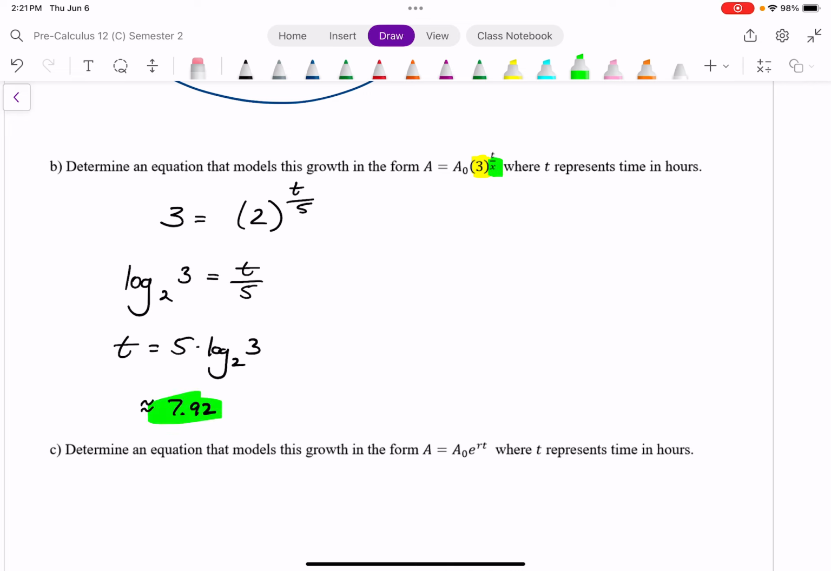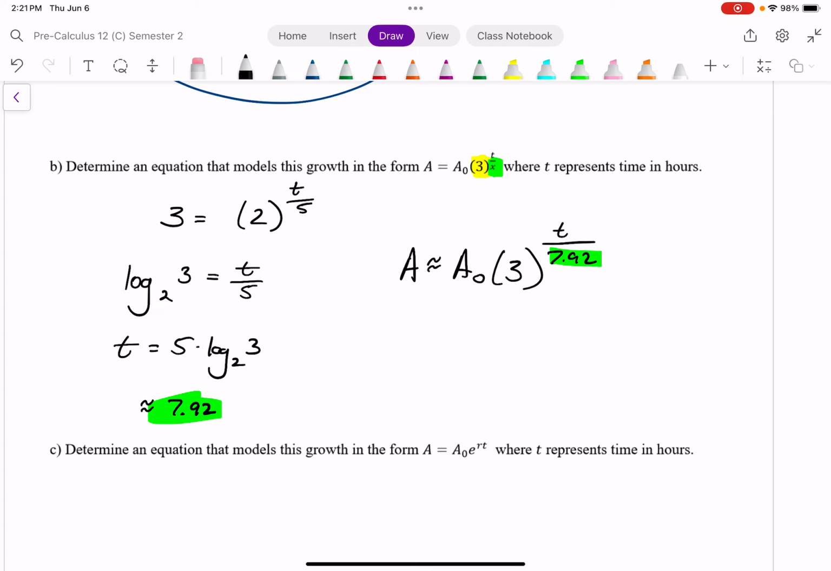If I go back to my question, I now know that just shy of every 8 hours, this population triples. And so therefore, I can now answer the question. The amount after any time is the initial amount, which again, we don't know, times 3 to the power of t over 7.92. And since that really is rounded, I'm going to make this equal sign an approximate sign.